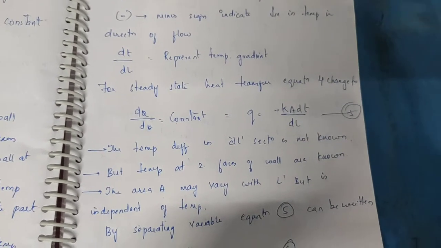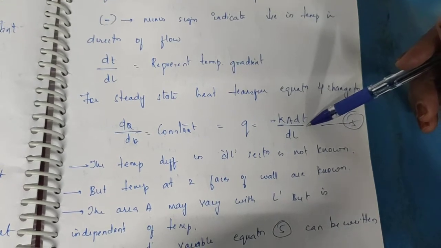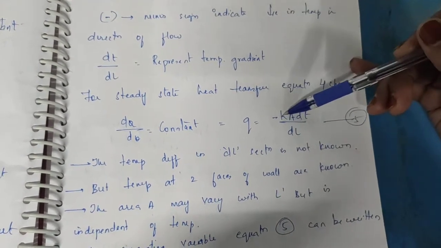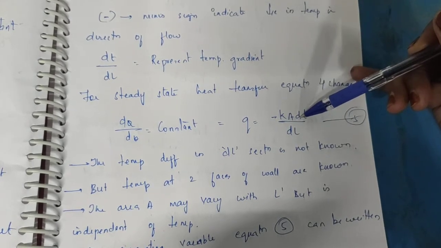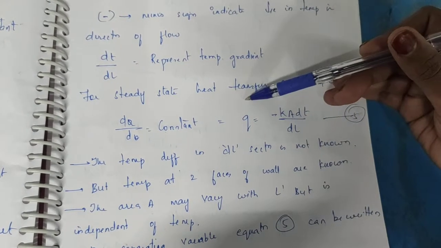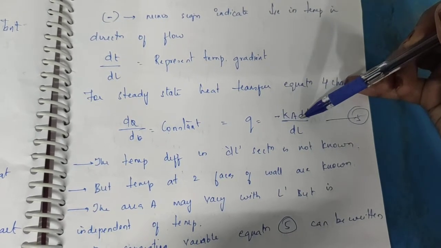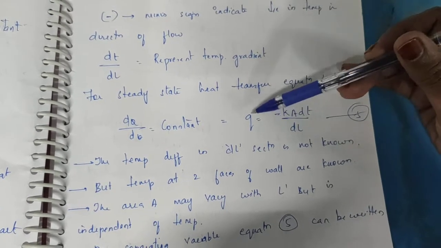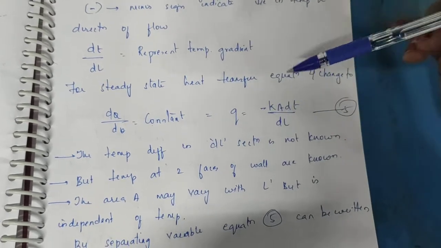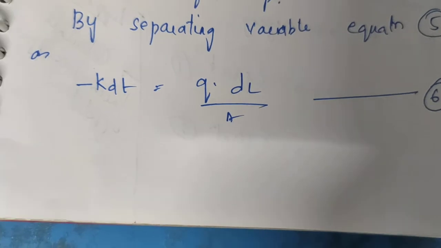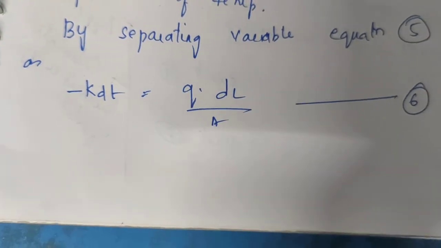And by separating the variables of this equation, minus kA dT by dL, we send some terms over and we get the equation as minus k dT is equal to Q dL by A. Okay, so we get equation 6 as minus k dT is equal to Q dL by A. This is equation number 6.